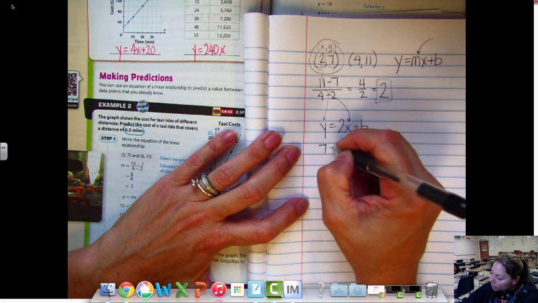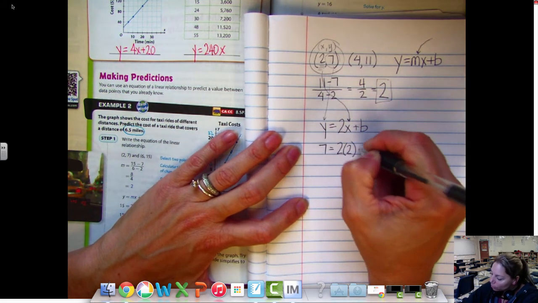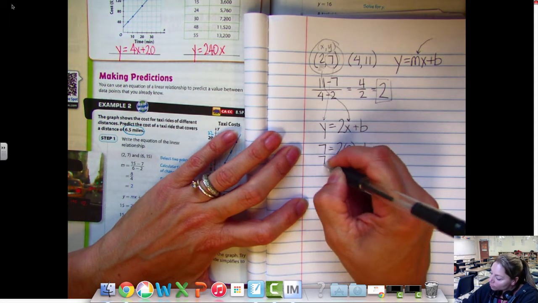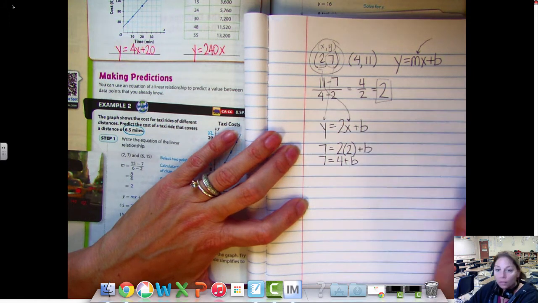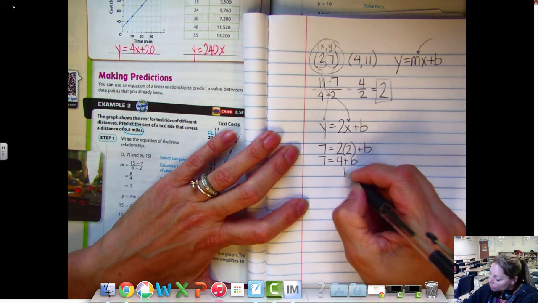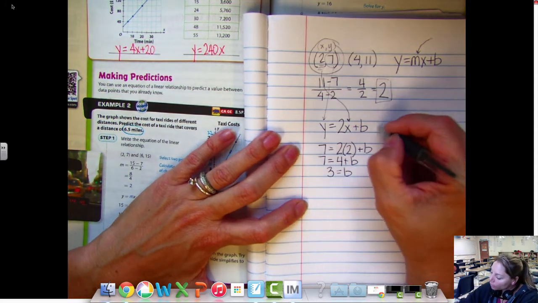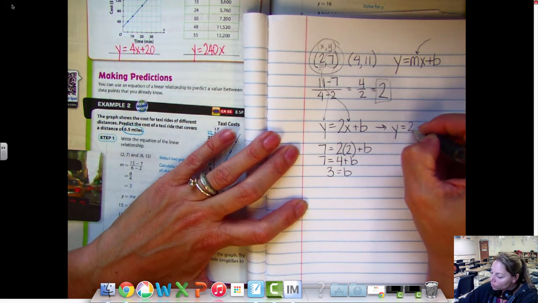So I get 7 equals 2 times 2 plus b. And then I'm going to simplify that multiplication to 7 equals 4 plus b. And again, hopefully at this point you can see that b is 3. 4 plus 3 is 7. So I can end up rewriting this equation as y equals 2x plus 3.